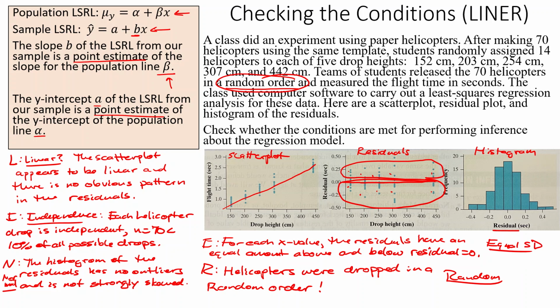All conditions checked, so we would be able to do linear regression for this and inference for this. We'd be able to say, what's the slope? What's the interval for the slope for this?